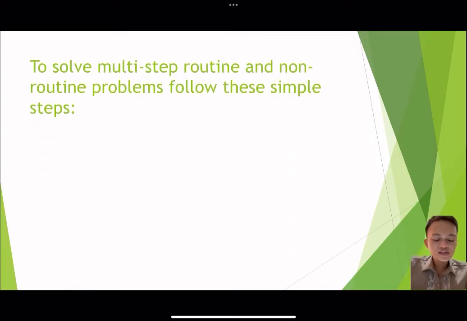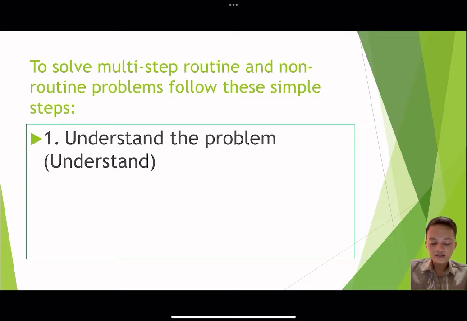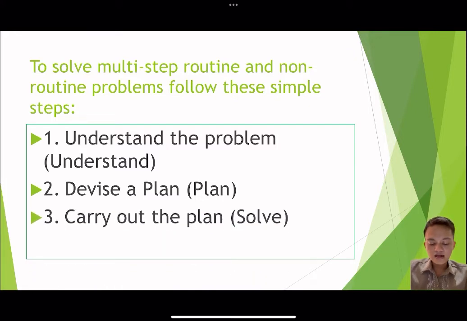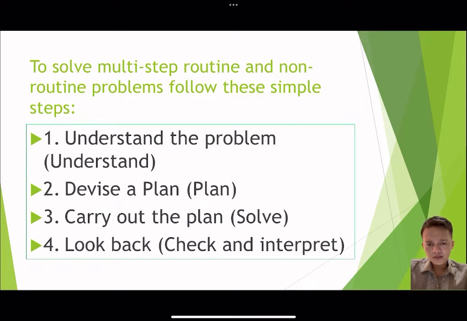Now, to solve multi-step routine and non-routine problems, we must follow these simple steps. First is understand the problem. Next is devise a plan. Next is carry out the plan and then look back. First is understand the problem. Katulad ng sinabi ko kanina, we have to read and himay-himayin yung ating problem para mas maintindihan natin ito.